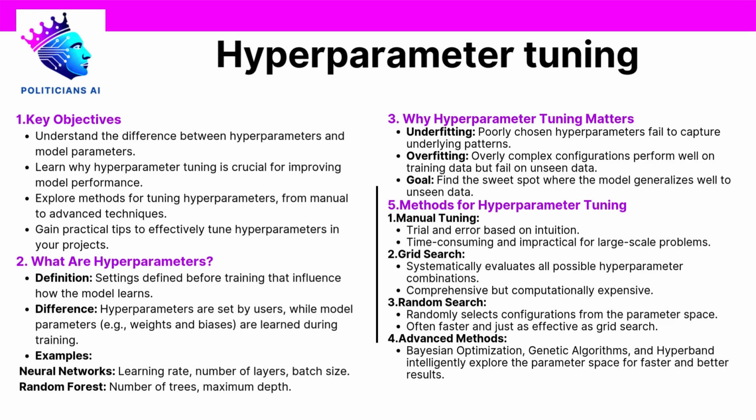Several methods can help us achieve this. The simplest method is manual tuning. This involves adjusting hyperparameters based on intuition or trial and error. For example, you might start by setting a learning rate of 0.01, test the results, and then adjust it to 0.001 if the initial performance is poor.